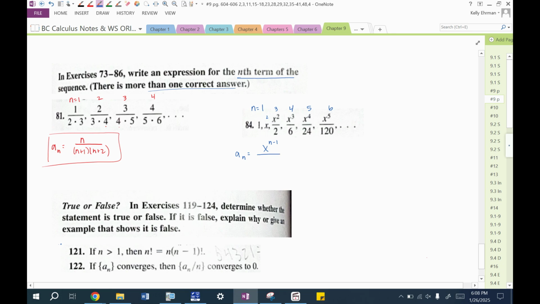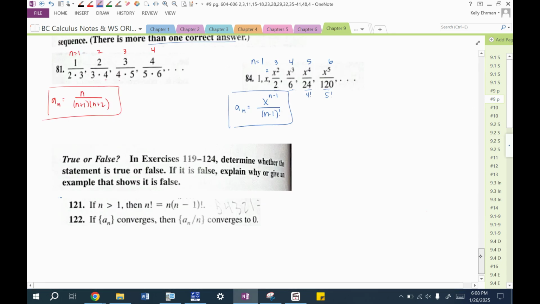And then you will, the more we work in this chapter, recognize these as factorials. But this is 2 factorial, 3 factorial, 4 factorial, 5 factorial. And again, if that's 4 factorial, that's in the 5th term. This is 5 factorial, 6th term. So we have x to the n minus 1 over n minus 1 factorial.